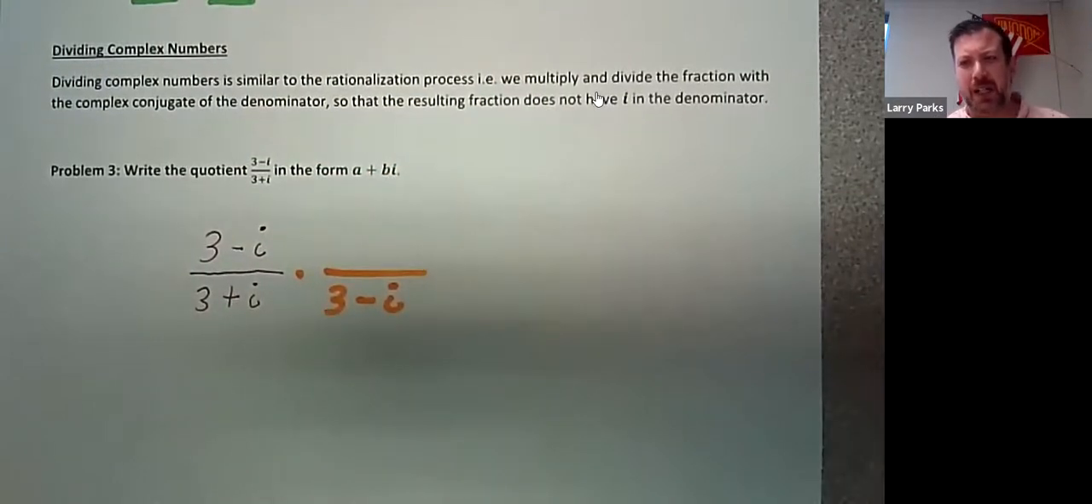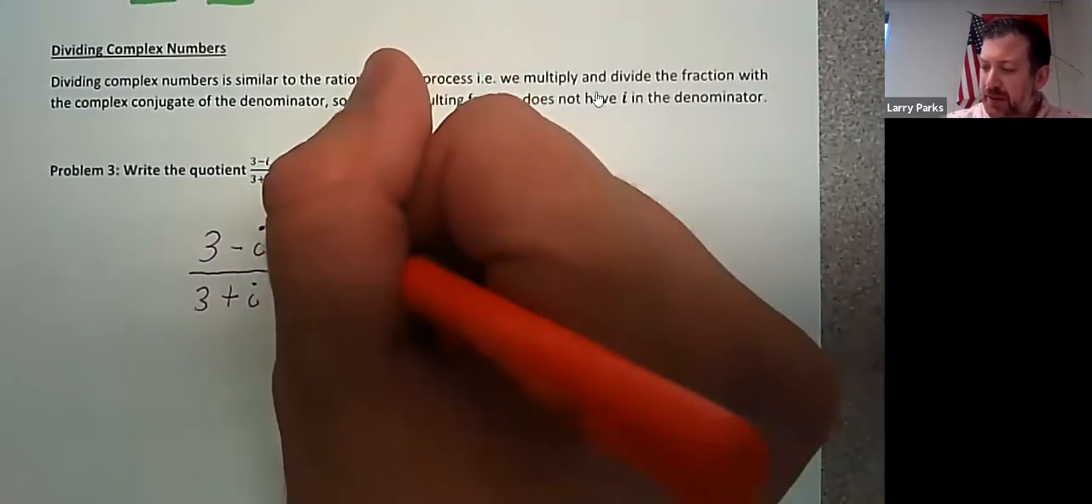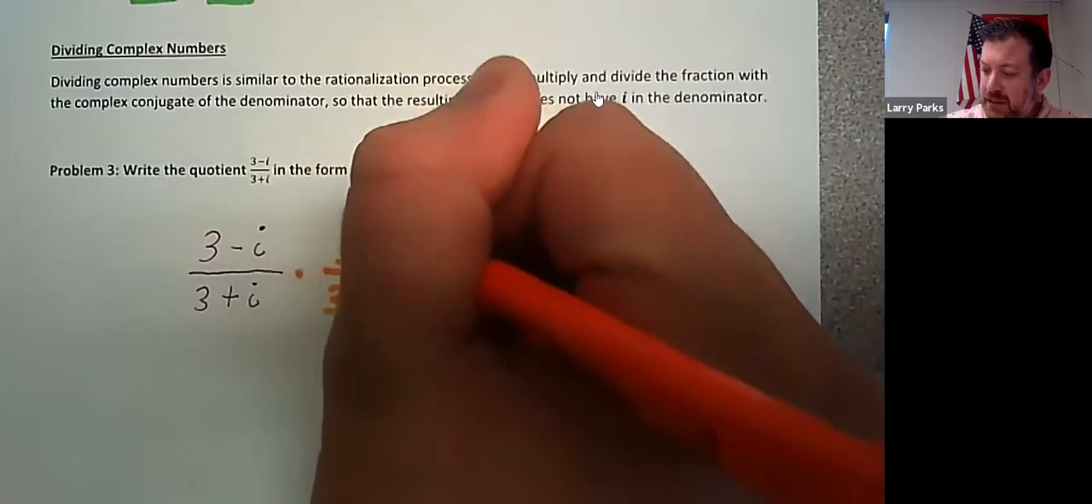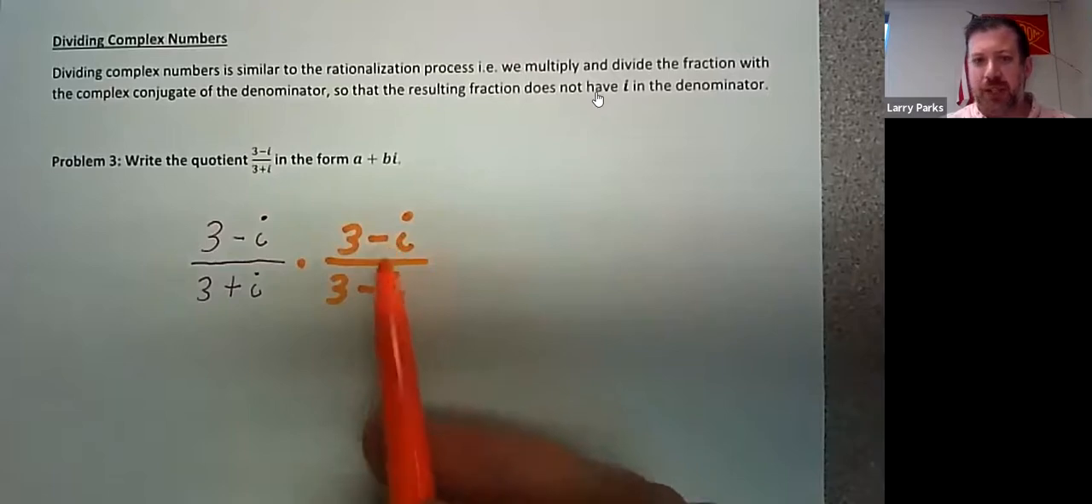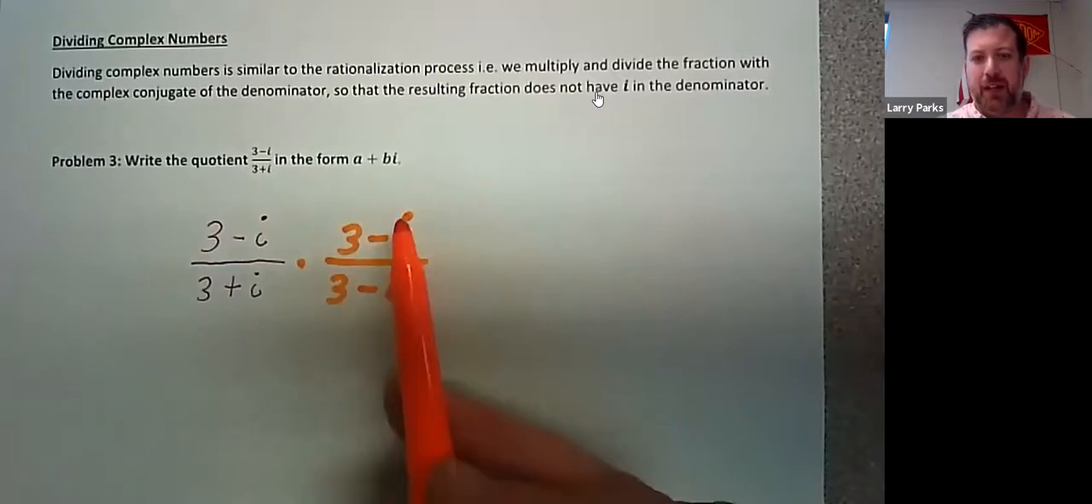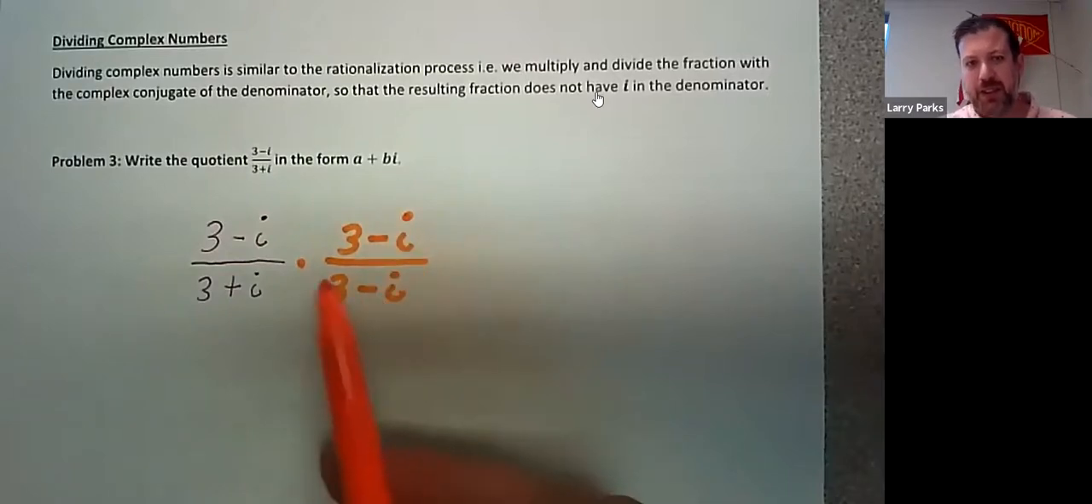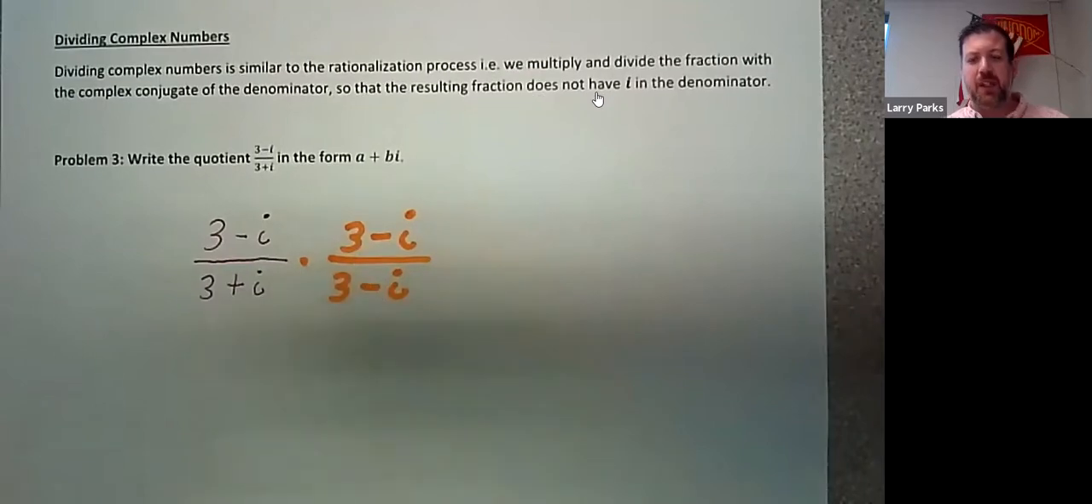Now you can't just multiply one part of a fraction by 3 minus i, or you'll change it. So you have to multiply both the denominator and the numerator by 3 minus i. Now 3 minus i divided by 3 minus i is 1, because if you have the same thing in numerator and denominator, it makes 1. 5 divided by 5 is 1. 6 divided by 6 is 1. And now we're multiplying by 1. When you multiply by 1, it stays the same, so we didn't change anything.